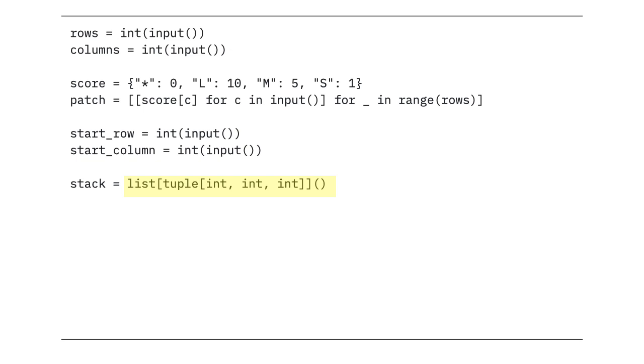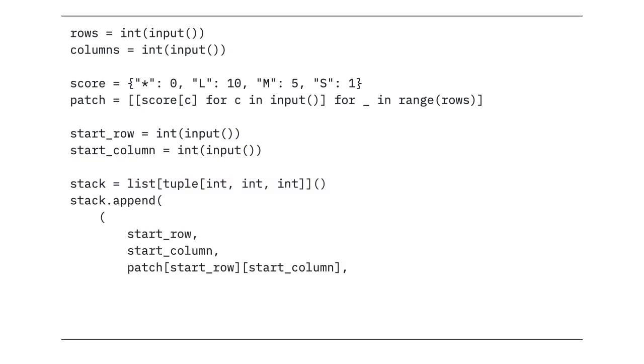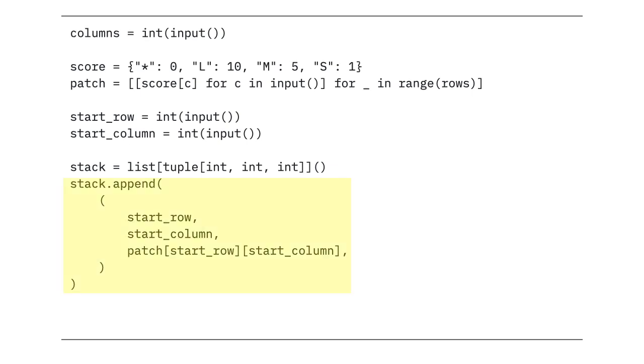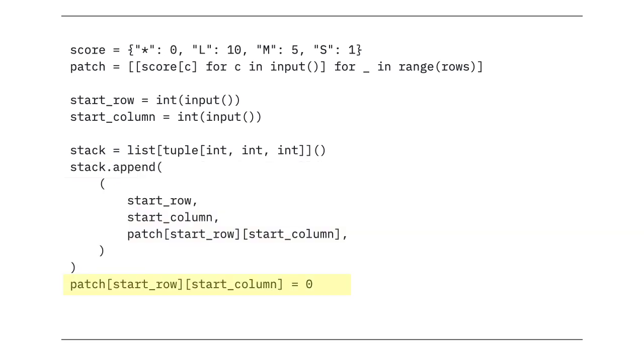Note that, at the time of making this video, the Canadian computing competition uses a really old version of Python 3 on its servers, so type annotations like this will not be accepted. If you want to submit your code to the contest grader, you can just replace this with an empty list. We then start off by pushing the row, column, and pumpkin value where the farmer is to the stack. Since we're using a list for the stack, this can be done with the append method. And then we remove the pumpkin from the patch by writing in a 0 value.